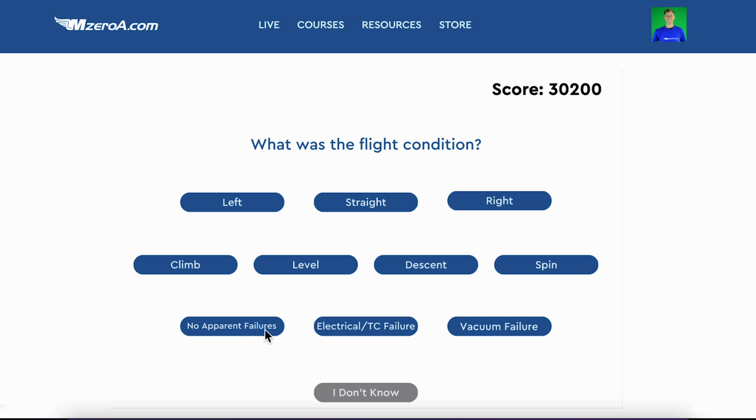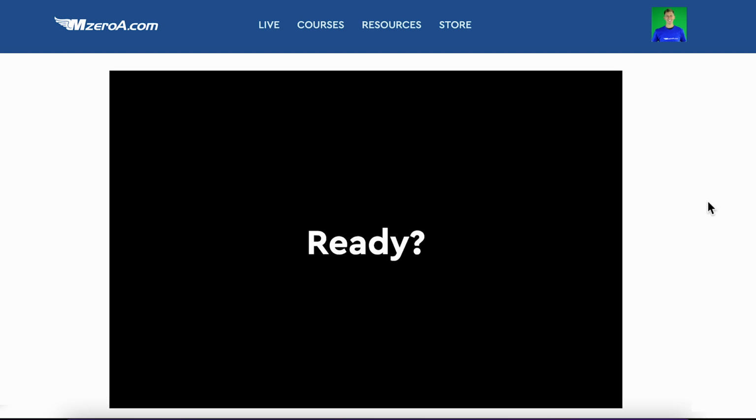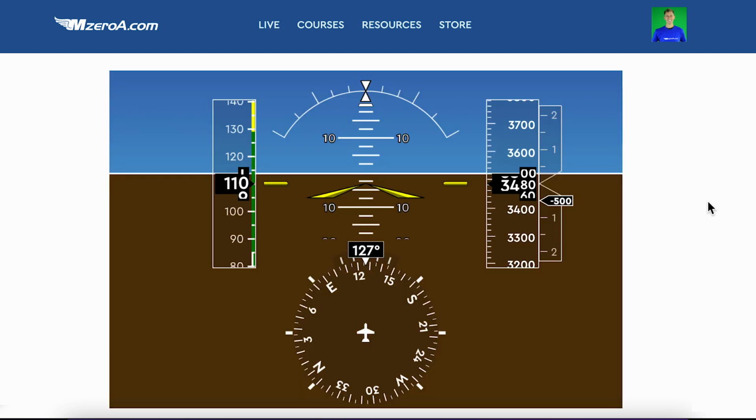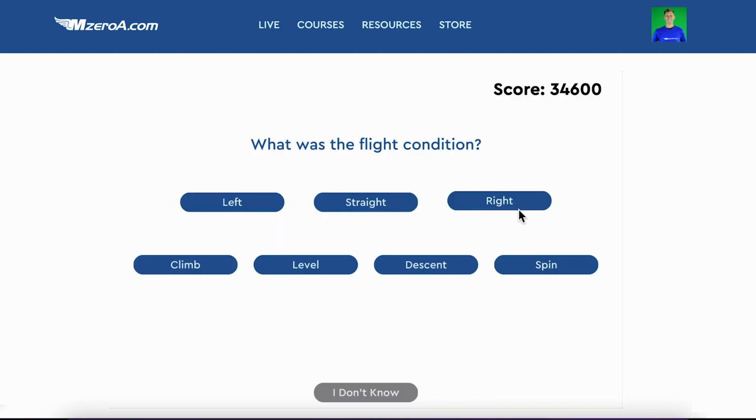But all of a sudden, we have this new bar down here that's going to pop up. So now we have to add, did I have no apparent failures? Did I have an electrical or turn coordinator failure essentially, or a vacuum failure? Nothing on that one. All right, everything looks good. I'm descending straight ahead. A straight ahead descent.